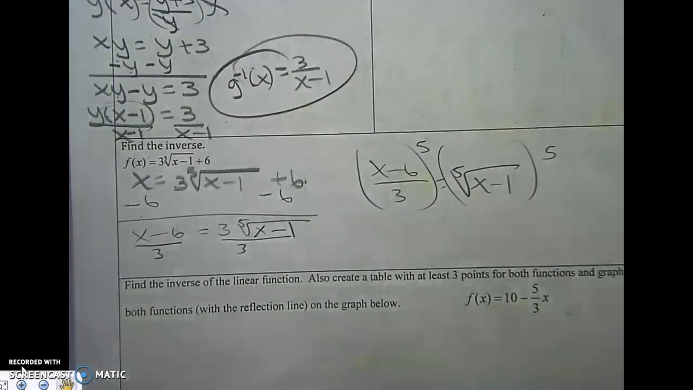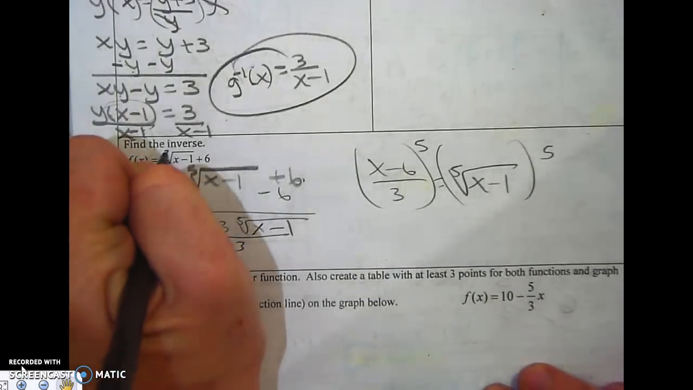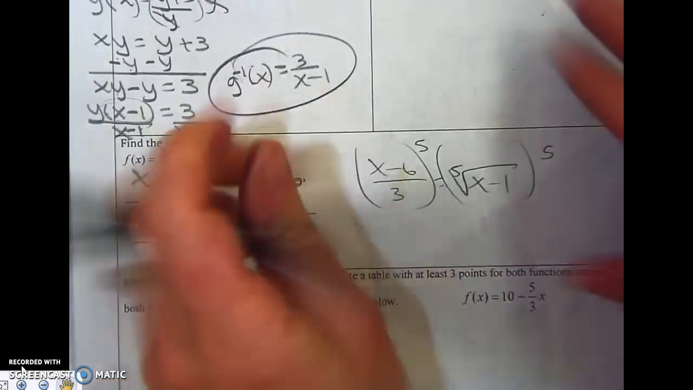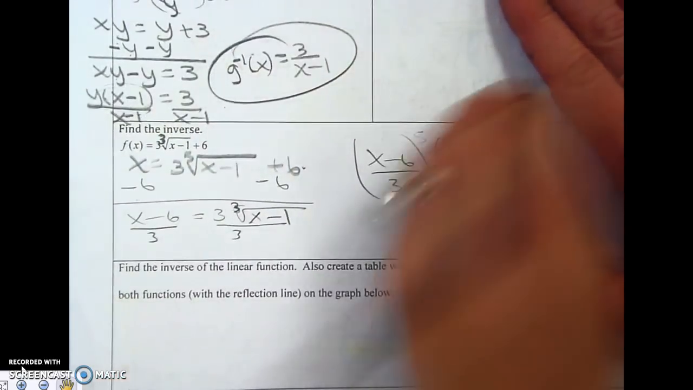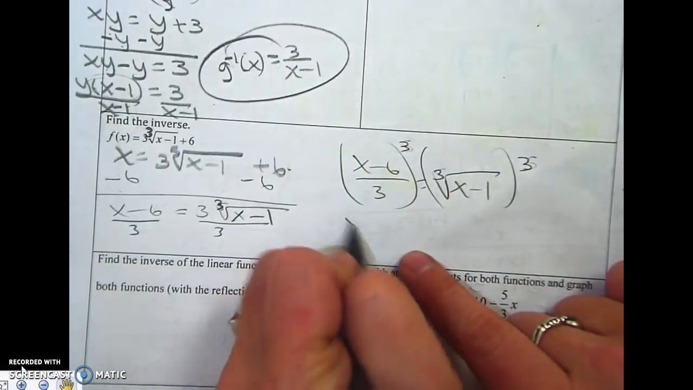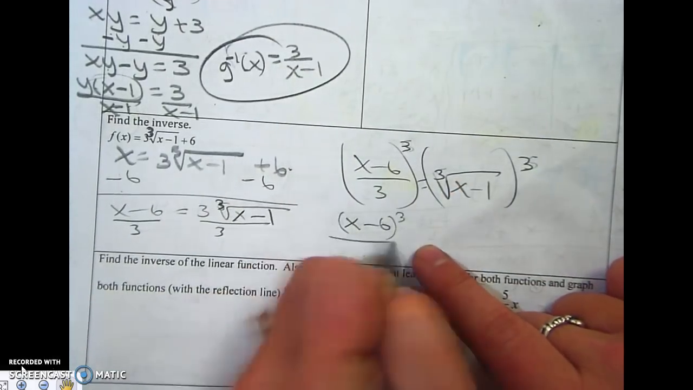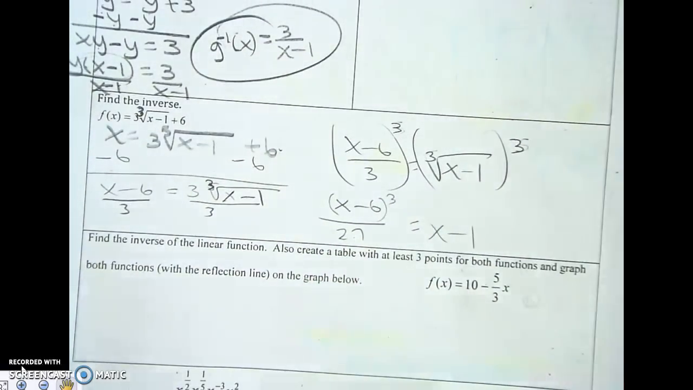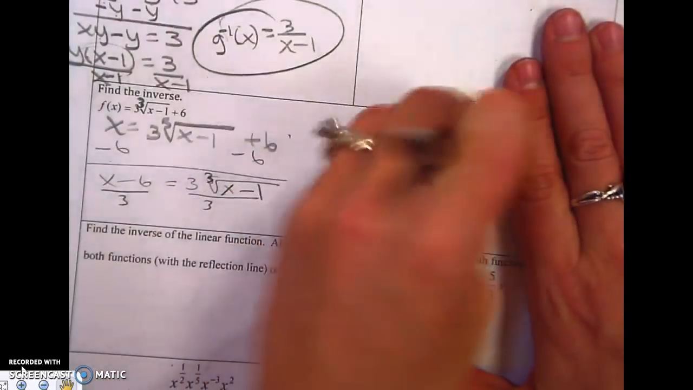You know what? Let's make it the cube root. Let's change that to cube root. I don't like that that's done like that, so we're going to make that the cube root, because otherwise, taking it to the 5th is ridiculous. So then I'd be left with (x minus 6) cubed over 27 equals x minus 1. Oops, y minus 1. I'm doing awesome on this problem.